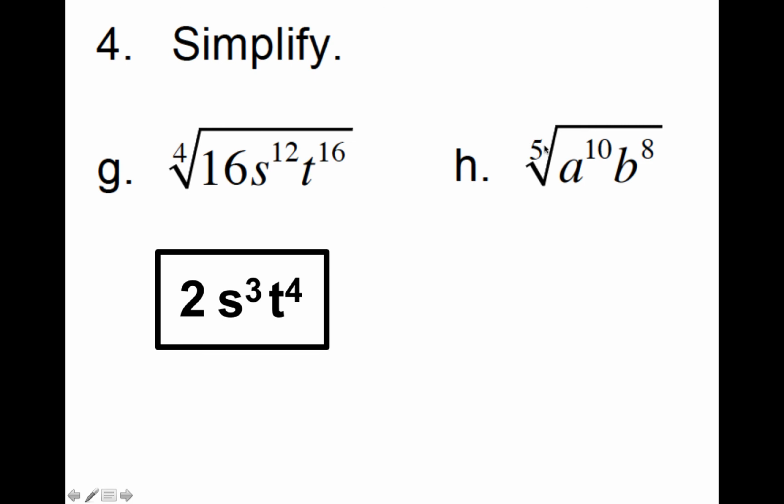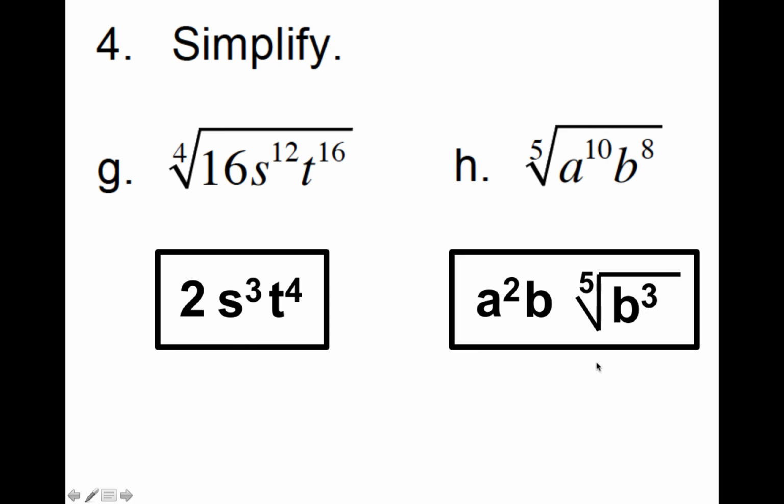Over here, we're doing the 5th root. We have how many groups of 5 in a to the 10th power? We have 2 of them. How many groups of 5 are in b to the 8th? Well, we have 1 group of b's with 3 b's left over. So that is our answer.